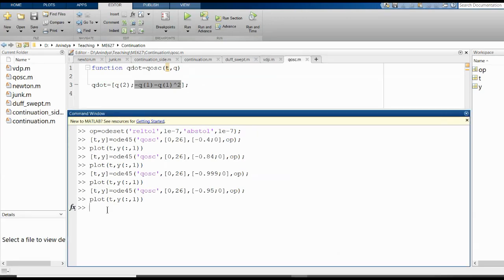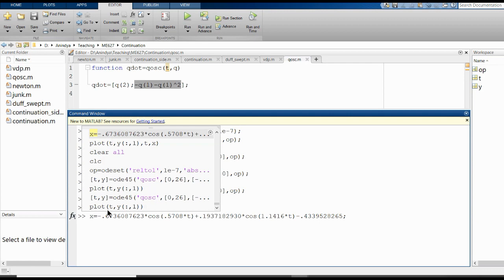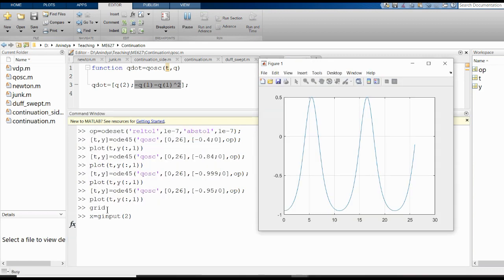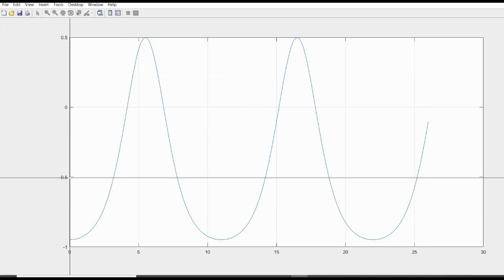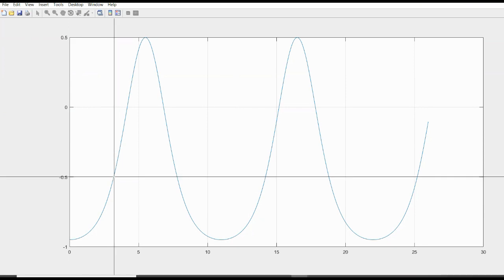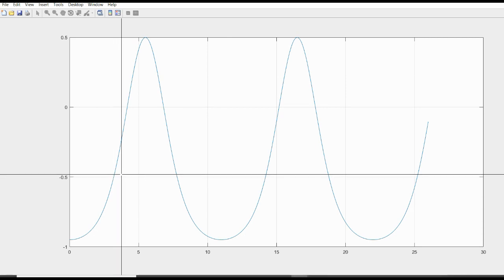What I will do is I will do grid on, and then I will say x equals ginput 2. I will come here and make this big. I'll come to this 0.5 here. That 0.5 line, I'll take the intersection with this. I hope you can see the video clearly. It is possible to do a better job of picking coordinates, but it's okay. For our purposes, this is all right now.